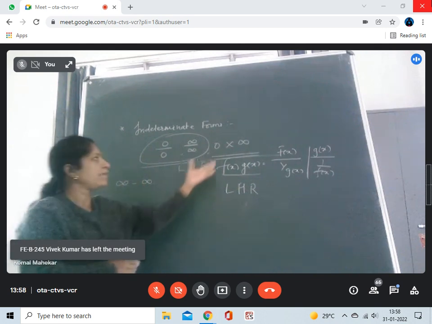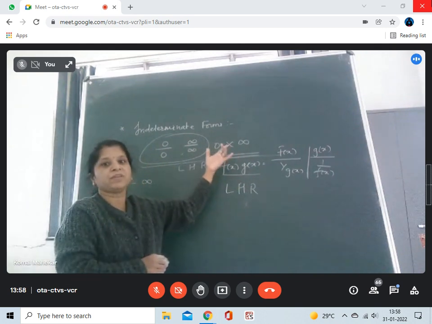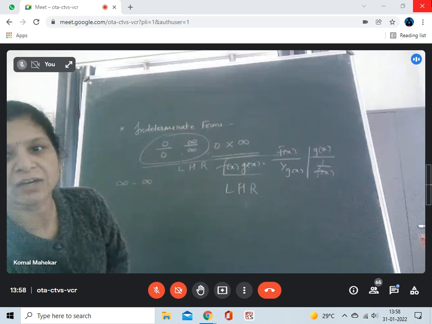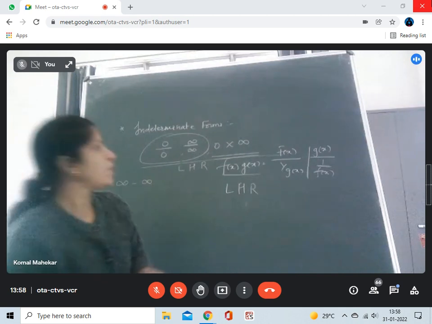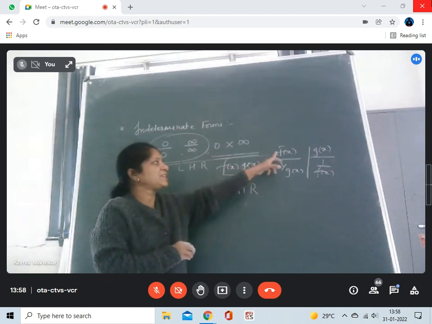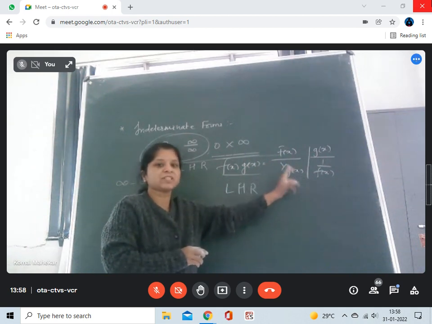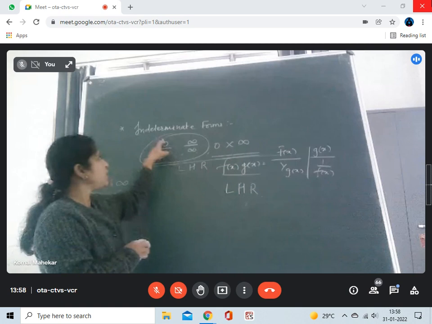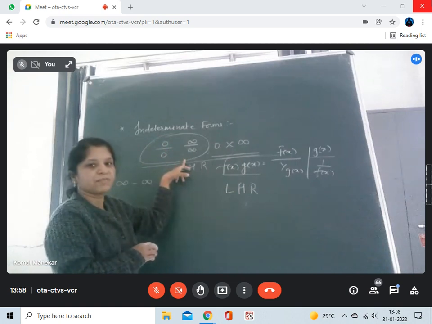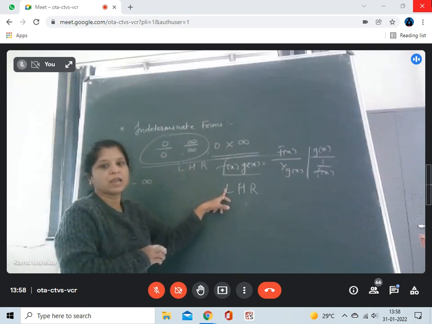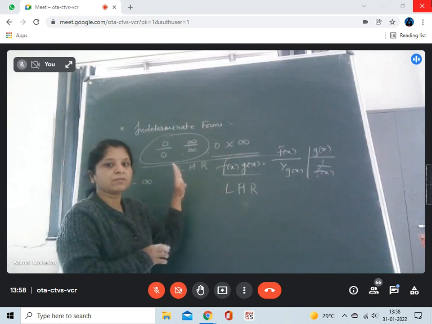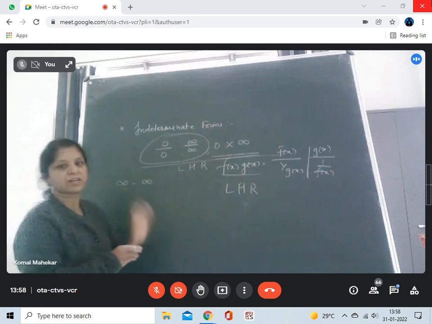So directly for this 0 into infinity form, we will not apply the L'Hospital rule. By writing the function f(x) into g(x) in this form, f(x) upon 1 by g(x) or g(x) upon 1 by f(x), it will get converted into either 0 by 0 or infinity by infinity, and then we apply the L'Hospital rule. Okay. Now the fourth form is infinity minus infinity form.